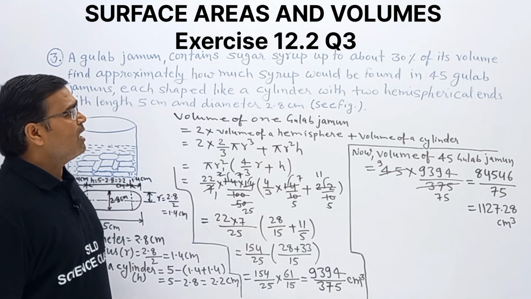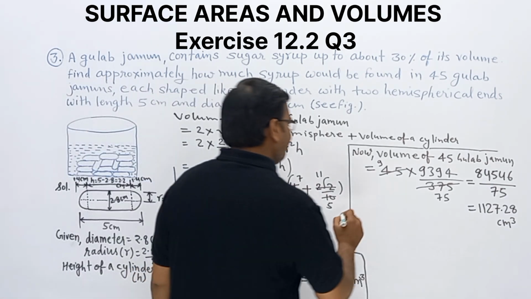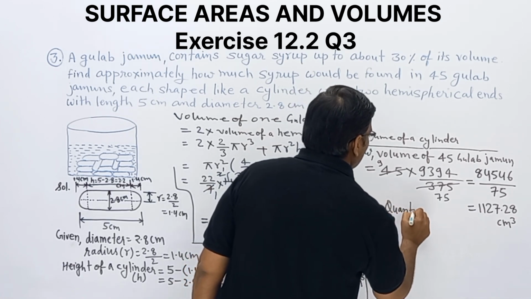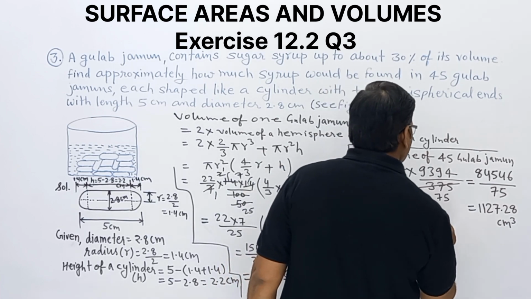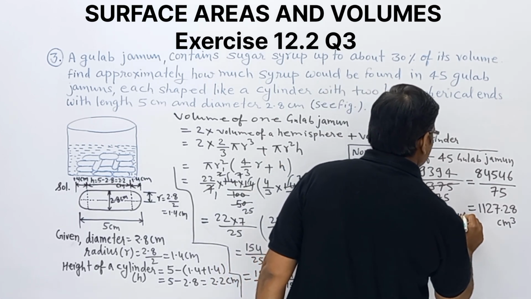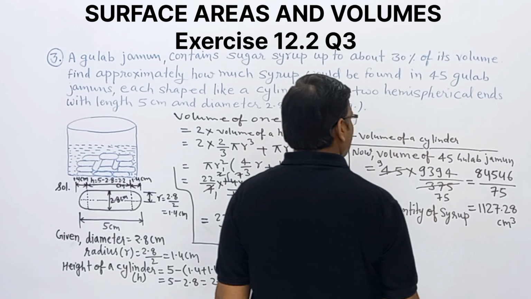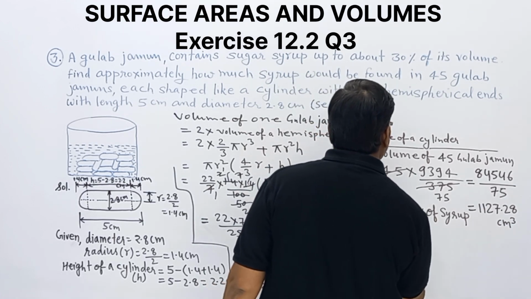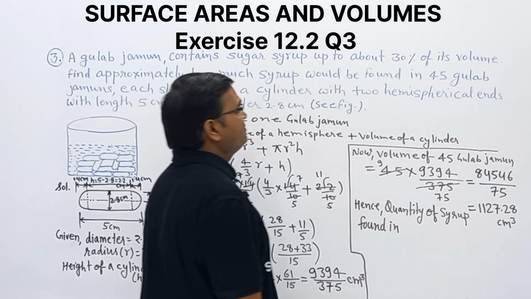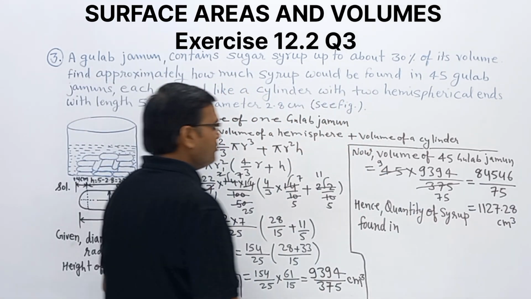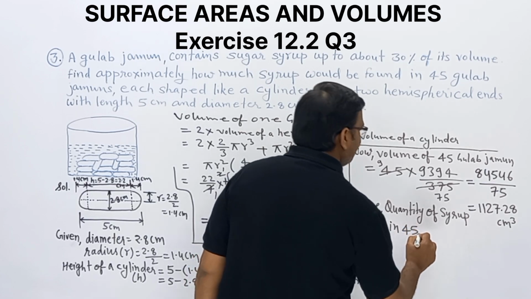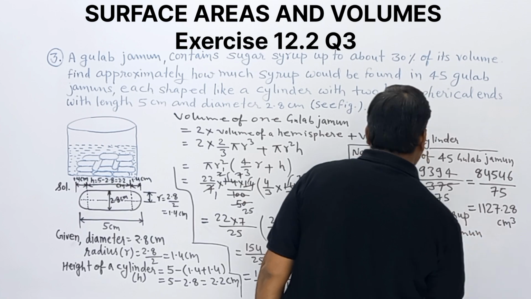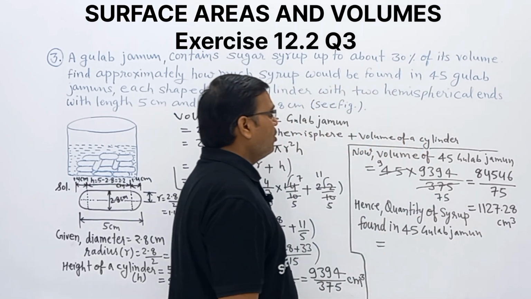We require what? Quantity. Hence quantity of syrup found in 45 gulab jamun equal to what?